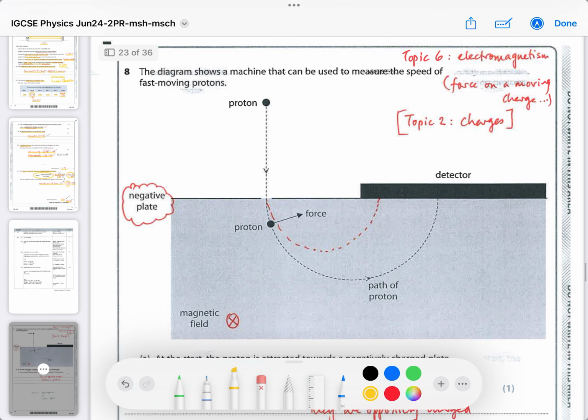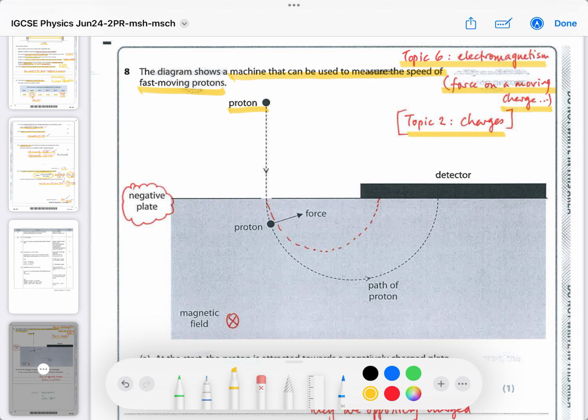Question 8 is back to electromagnetism. This is a force on a moving charge, and the moving charge is a proton. So it's a machine that can be used to measure the speed of fast-moving protons. Okay? So this is something that you will do in A-level as well. So it also includes topic 2, knowledge of charged particles.